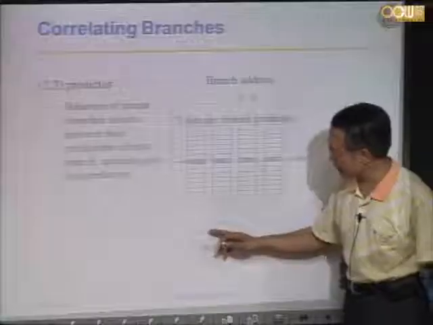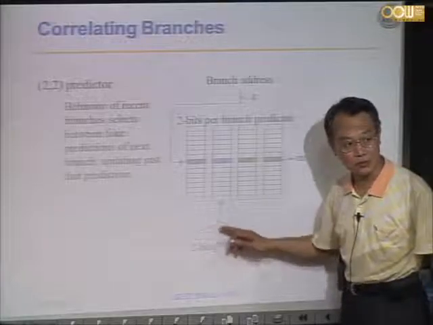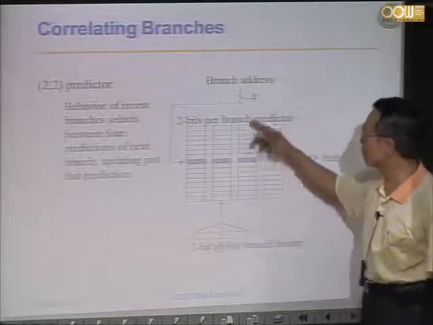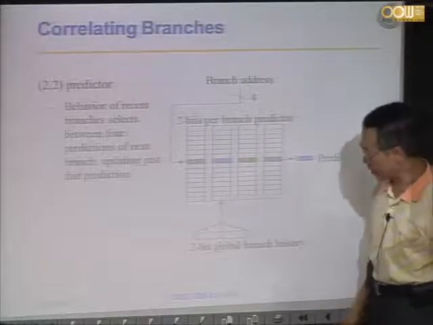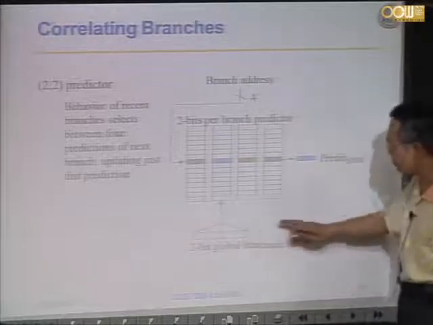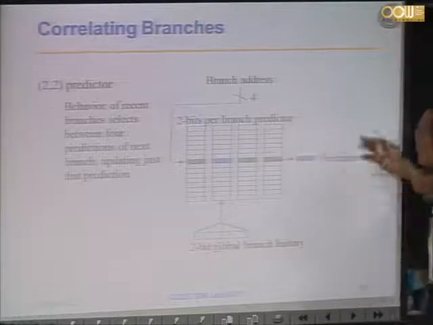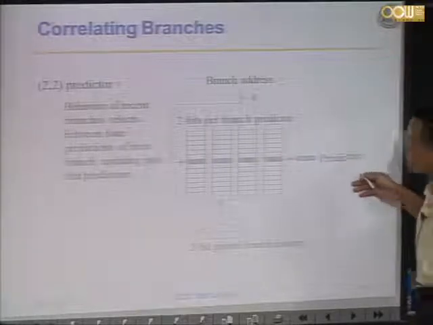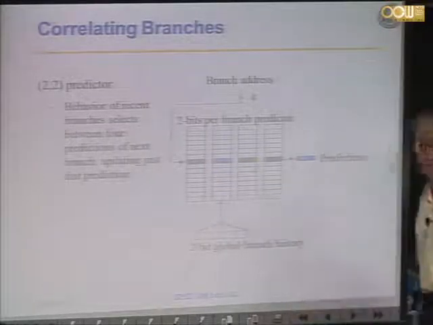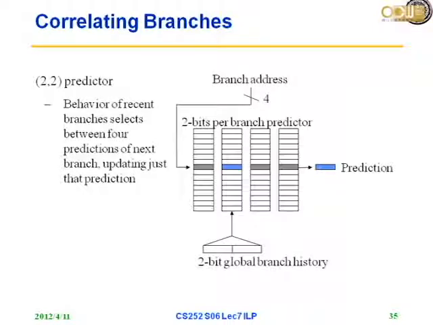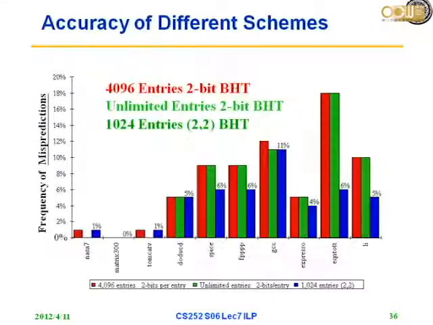If we keep only the record of past 2 branches, then we need 4 predictor tables. If we keep the past 12, then we need 4K of these. Then, as you can imagine, every one cannot be too big. So this is a kind of correlating branch scheme.